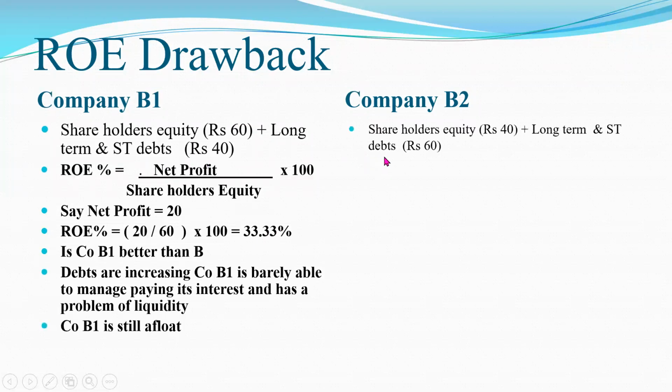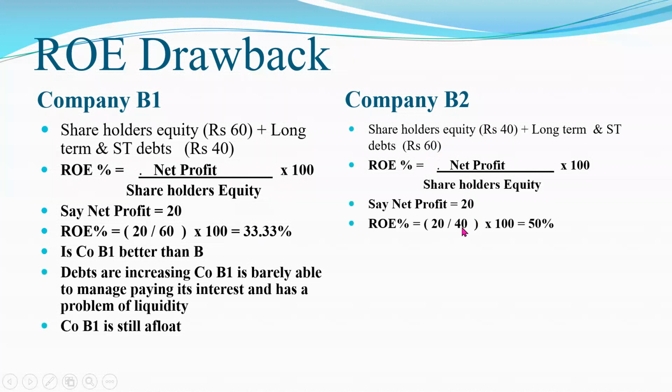अभी कंपनी B2 लेते, इसका खाली इन्वेस्टमेंट 40 है, but debt 60 है. तो अभी आपने क्या किया? You are saying that 20 upon 40, my ROE is 50%. Is my company B2 doing much better than B1 and B and A? No, not at all. Why? Because I have increased my debt. My loans have increased. Company B2 may not be better than B1 in case it is not able to service the loans.